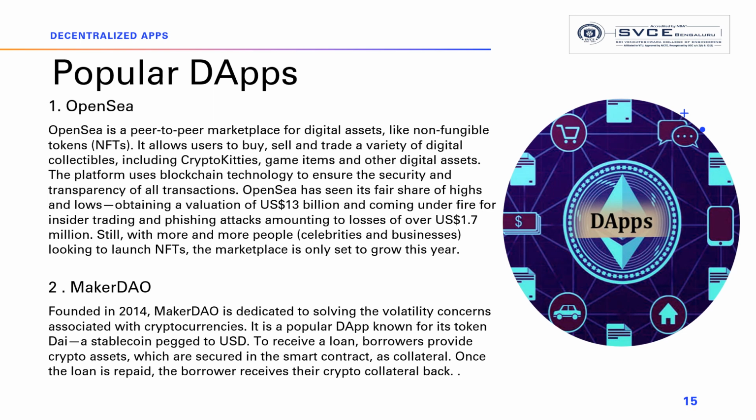Next one is MakerDAO. MakerDAO, founded in 2014, is dedicated to solving the volatility concerns associated with cryptocurrencies. It is a popular DApp known for its token DAI, a stablecoin pegged to the US dollar. To receive a loan, borrowers provide crypto assets which are secured in the smart contracts as collateral. Once the loan is repaid, the borrower receives their crypto collateral back.